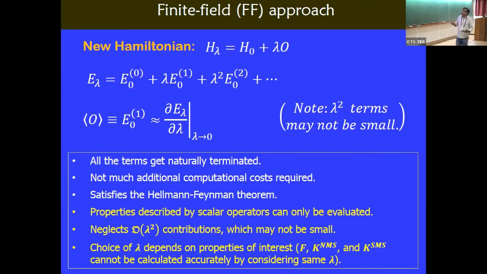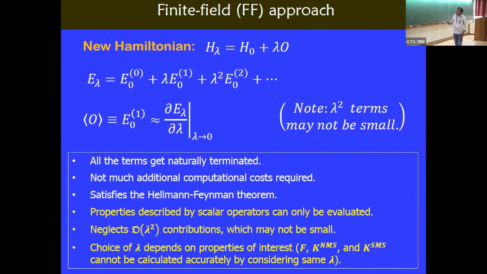One approach is called the finite field method that Prasanna was mentioning. In this approach, you add this external operator whose expectation value you want to evaluate. In the perturbative approach, you introduce one lambda parameter. Then you calculate the new energy level in the presence of this external operator. Then you evaluate this change in energy by taking the derivative. So the first order correction will correspond to the expectation value of this operator. But you see, in this approximation, these higher order corrections are being neglected.